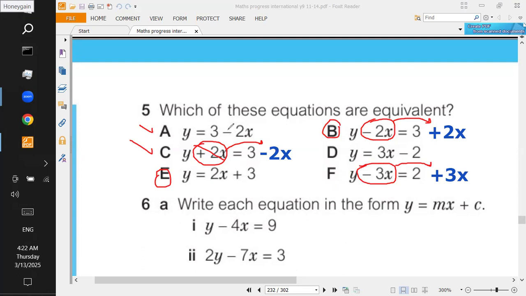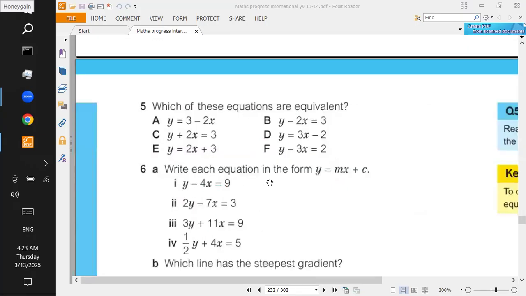They must have the same gradient, like this, and the same y-intercept. So A and C, and E and B, they are equivalent. But D, which is 3x minus 2, is not equivalent to any of the equations. And here we have 2 plus 3x, which is not equivalent to any of the equations. And this is how you answer a question like this. Now let's move on to the next question.